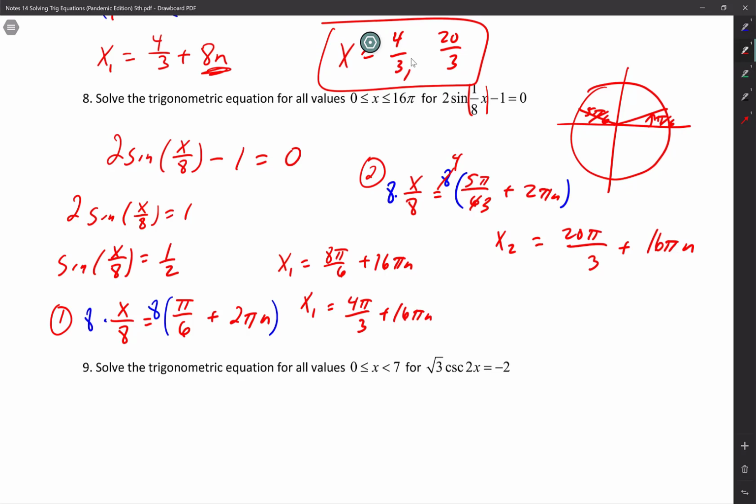So my solutions, let's see, 4 pi over 3 is one of them. And you cannot add 16 pi because that will take you outside the domain. The domain is literally from 0 to 16 pi.